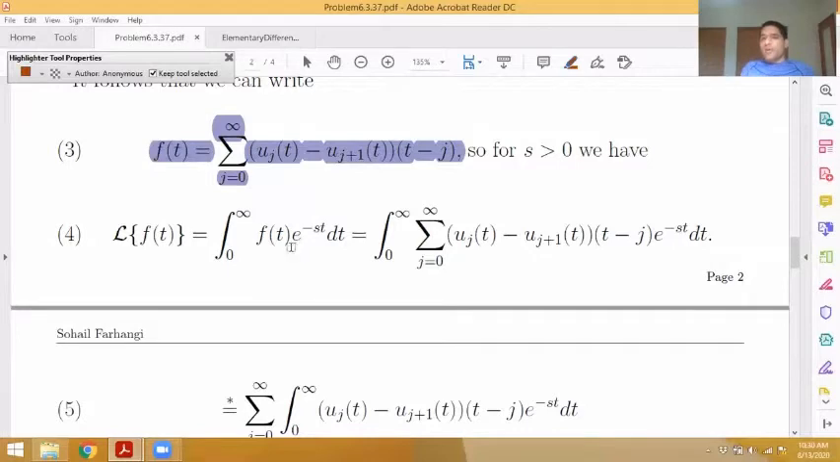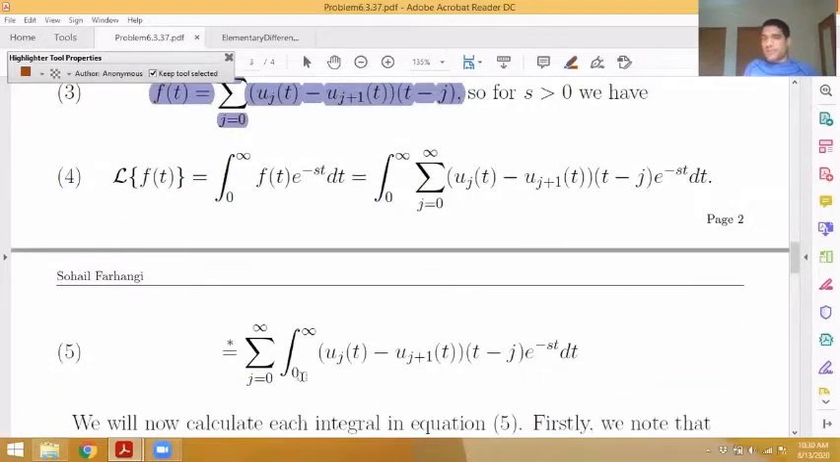So now instead of writing f of t, I'm going to plug in that algebraic formula that we got for f of t. Nothing too fancy happening here. And now, for the next step, that takes me to equation 5, I switch the order of the infinite sum and the infinite integral.